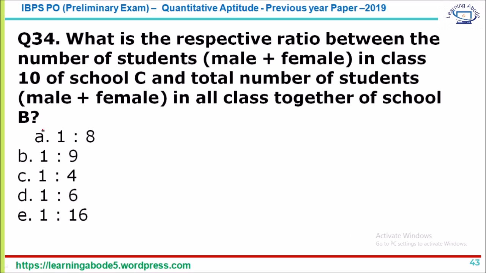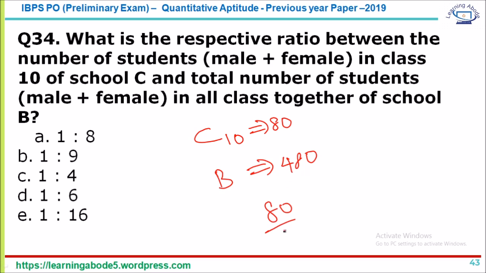Now what is the respective ratio between the number of students, male plus female, in class 10 of school C and the total number of students altogether in school B? In class 10 of school C, there are 80 students. Now school B, totally there are 480. So the ratio between this and this, 80 and 480, very simple calculation, 1:6. That's answer option D, 1:6.